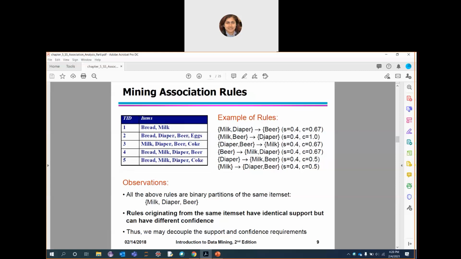But rules originating from the same item set, so if you see, we are only considering milk diaper beer, milk beer diaper. So in every transaction, we are using the same 3 items, but different combinations. But still they have the same support but different confidence. Okay, that is why we need to decouple the support confidence requirement.